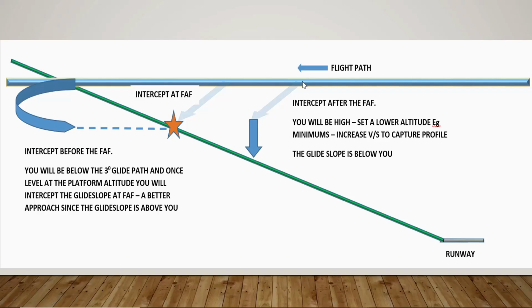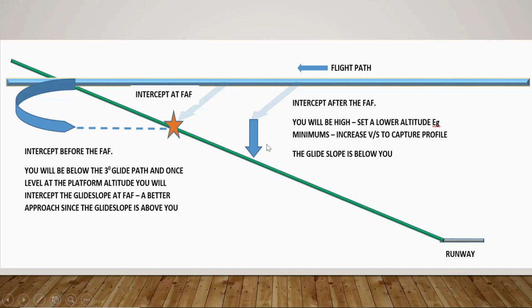If I turn to an intercept heading from this position here, as you can see where my cursor is moving, you can clearly see that I'll be high, so I'll have to dip down significantly as well, depending on where I am, to catch the glide path. This is not a very safe and comfortable maneuver.